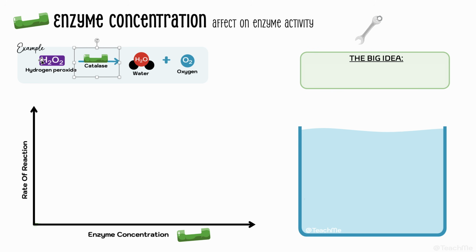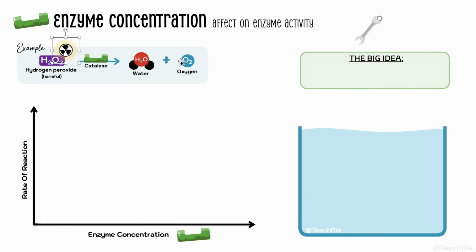Now, as a side note, you should know that hydrogen peroxide is harmful. It is a waste product, a byproduct that can build up in our bodies. And that is why we have this enzyme to break it down into water and oxygen so that it doesn't build up and cause damage. That's the big idea.